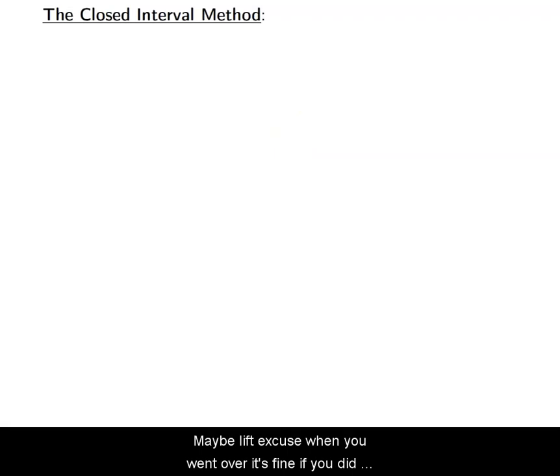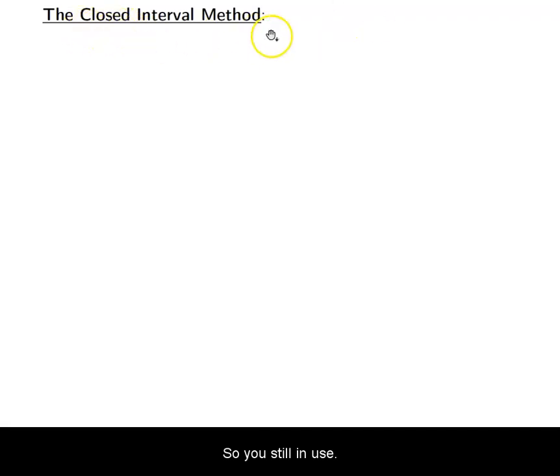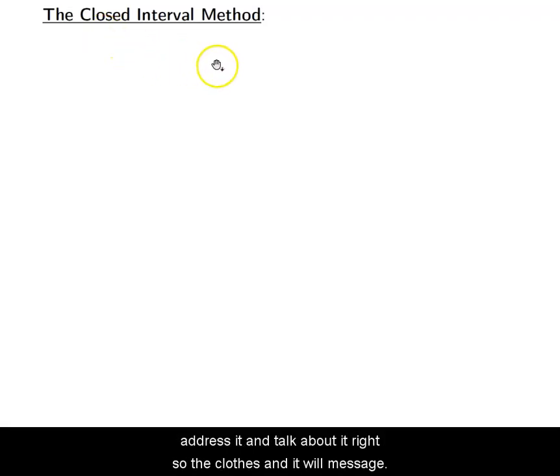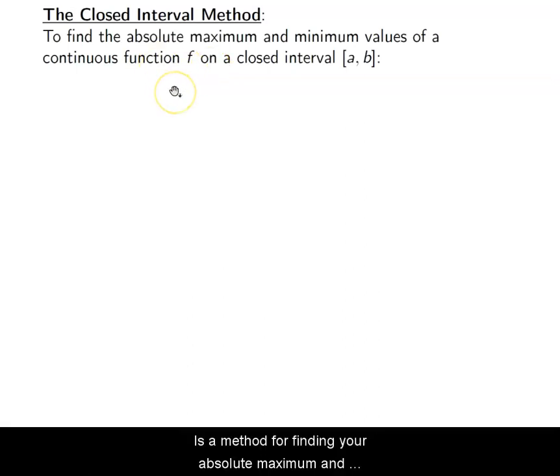Maybe it left you confused when we went over it. It's fine if it did, but we did do an example when we went over the economics portion in the application of derivatives to the sciences portion of chapter 5. So you've seen this in use somewhere already, but now we're going to formally address it and talk about it, right? So the closed interval method is a method for finding your absolute maximum and minimums.